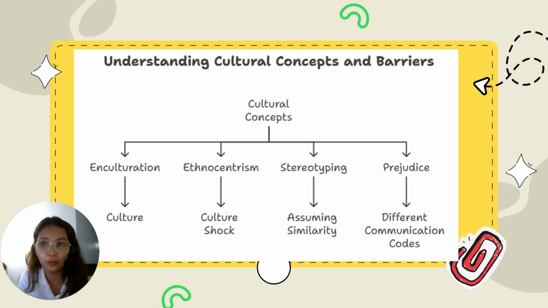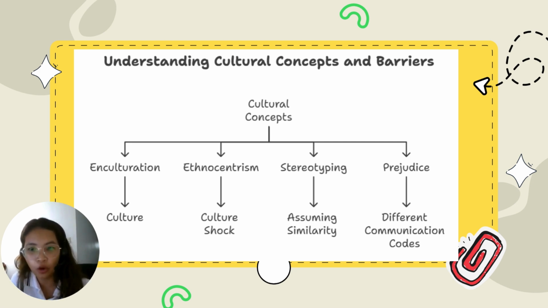Prejudice. Okay, let's move to prejudice. Prejudice means judging someone based on their accent before speaking to them. So this is about a negative attitude toward preconceived notions, like judging from their accent. So that is prejudice. So judging them without speaking to them. Okay. So that is the cultural concepts and barriers.